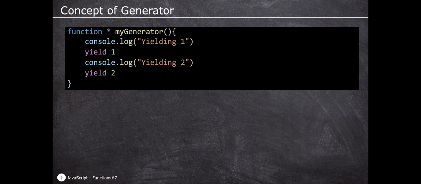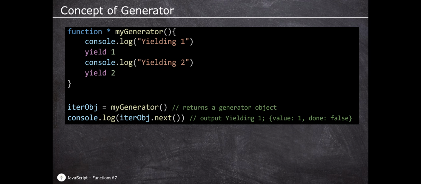In this code snippet, I write a function myGenerator. Note that I have used an asterisk or a star right after the function keyword. This indicates to JavaScript that I'm writing a generator function and not a normal function. So when I execute this function myGenerator, it returns a generator object. At this time, the function execution has not started. This generator object is a special type of iterator object.